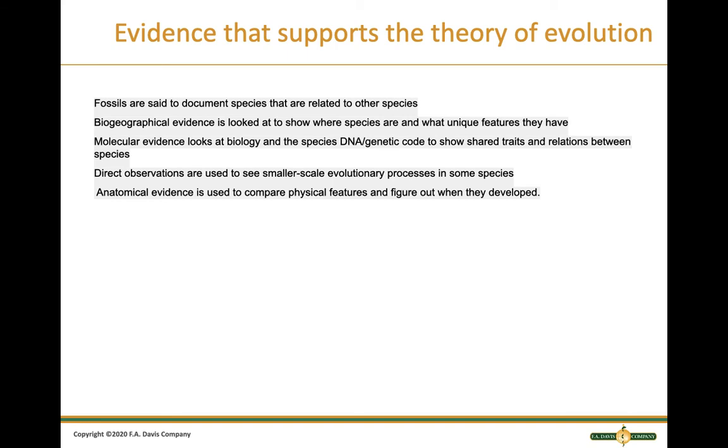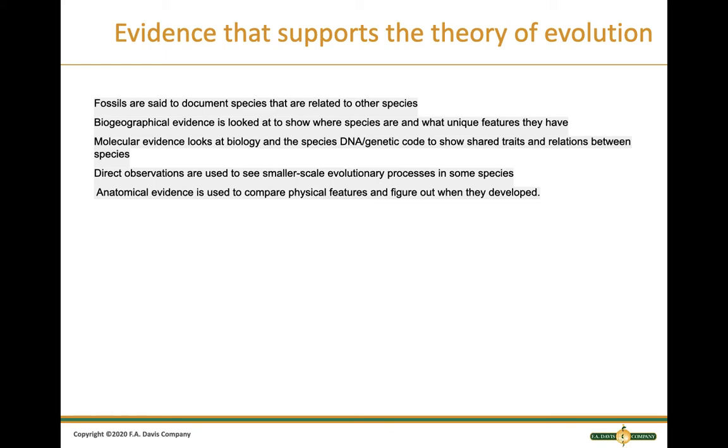And next we're going to look at some evidence that supports the theory of evolution. So there is lots of evidence. One thing is fossils. Fossils document species that are related to other species, and we can look back at fossils and figure out how old they are and see how they're related. Biogeographical evidence is looked at to show where species are and what unique features they have. So depending on the environment you live in, you adapt to that environment.